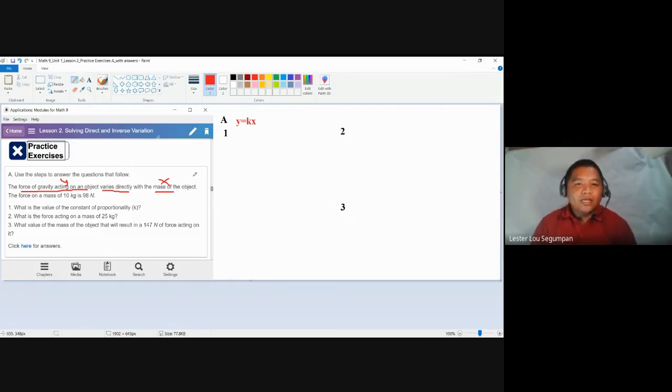The first question is we need to solve the constant of proportionality. Take note, the constant of proportionality is constant throughout all the problems. So if we get the constant of proportionality for number one, we will use the same value for number two and number three, and for other problems that might be connected to the same situation. Where do we get our constant of proportionality? We will use this situation here. The force on a mass of 10 kilograms is 98 newtons.